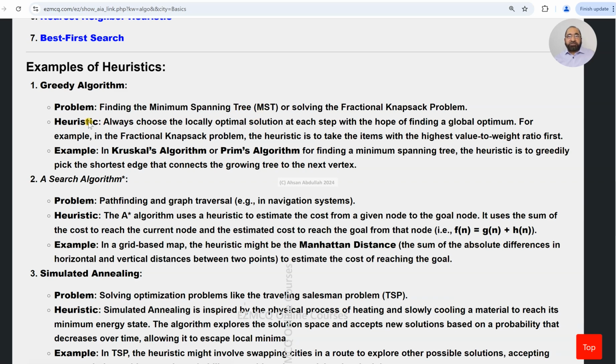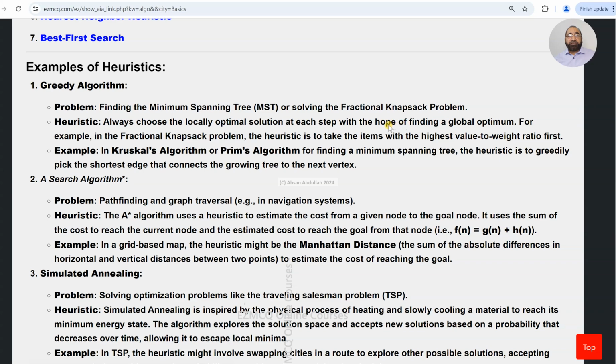So what is the greedy heuristic? The heuristic is to always choose the locally optimal solution. Locally optimal solution means the solution which seems to be the best at this point in time, based upon the available solutions. Choose that solution. And for certain problems, it does work.